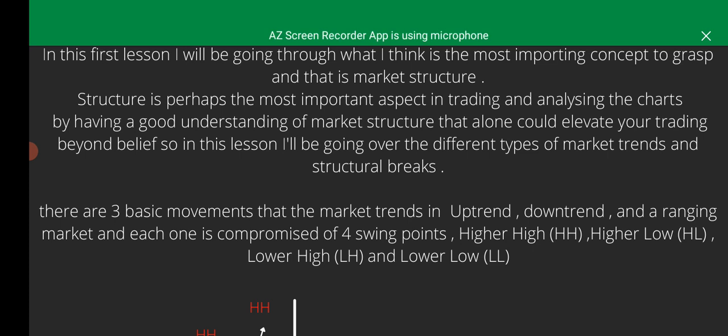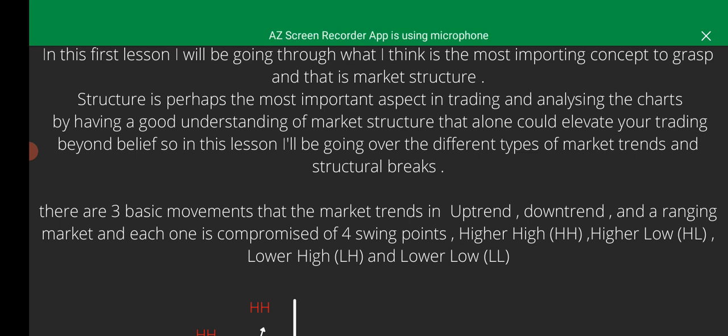So we have to make sure that we understand market structure. In short, we can explain market structure as the structure of the market, like the structure of the human body. We have head, neck, hands, legs, and everything; that's the structure of the human body. But when we are talking about the structure of the market, we have three trends. We define the market structure by the movements that we see in the charts.